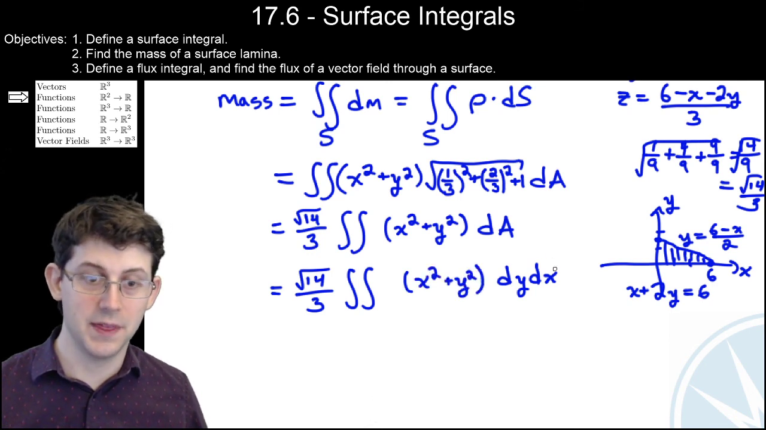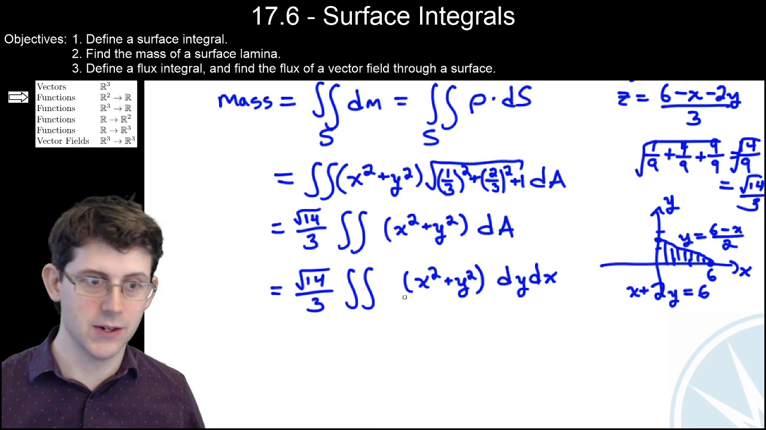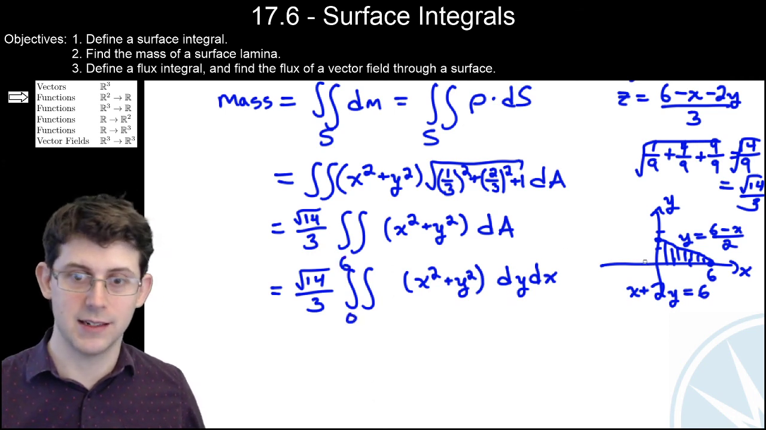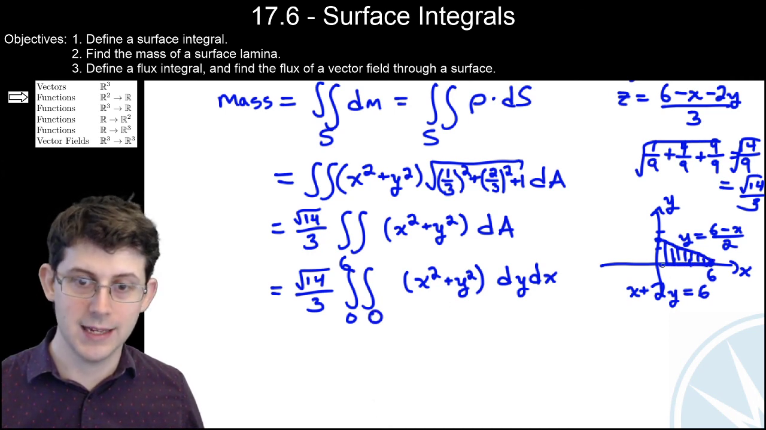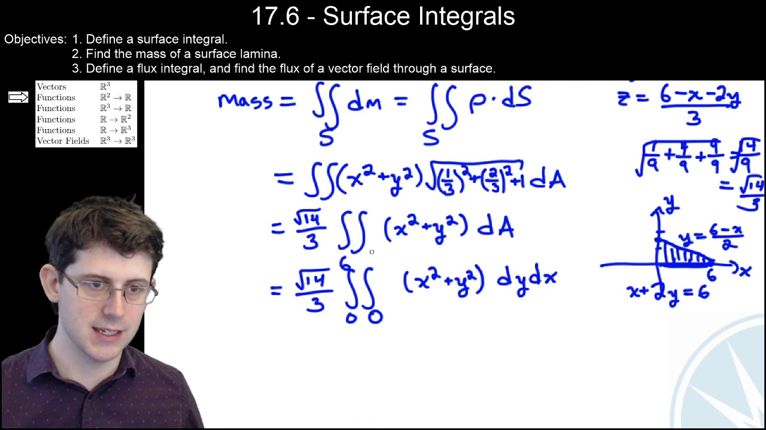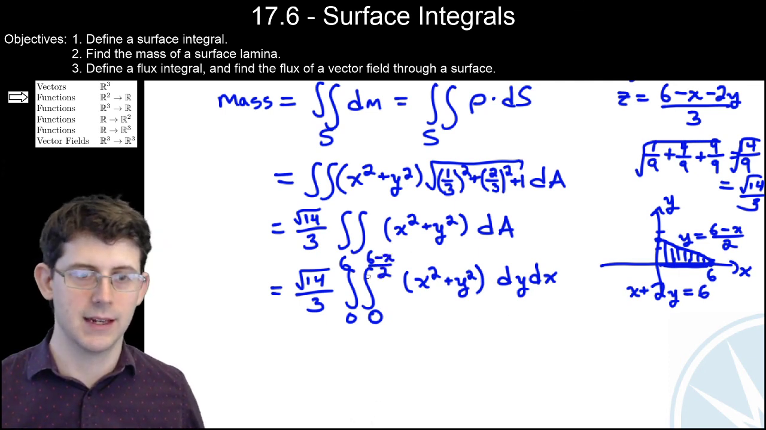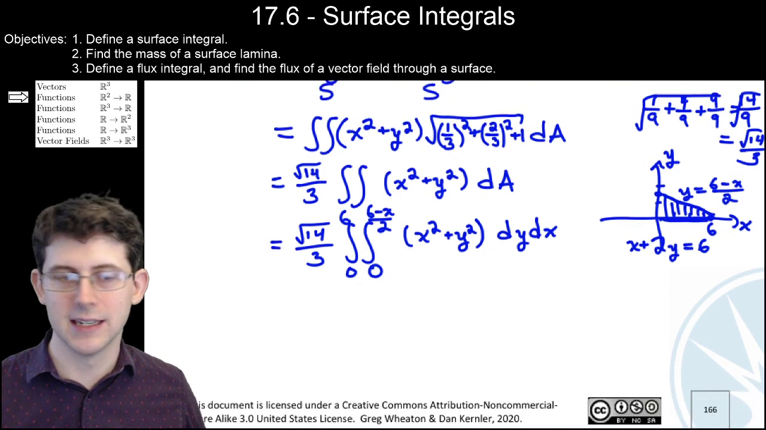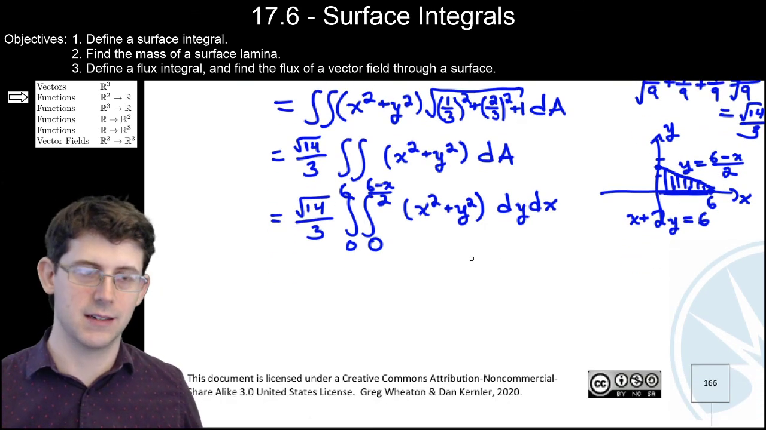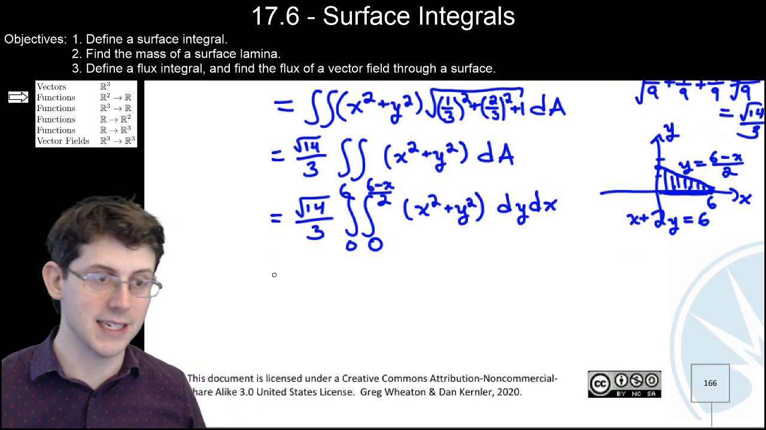This lets me say what the x bounds are as numbers from 0 to 6, and the y bounds in terms of x, so the bottom function and the top function. The bottom function is y equals 0. The top function is (6 minus x) over 2. Now the integral is all set up, and we can find it. And this is the mass of this planar surface that has variable density.